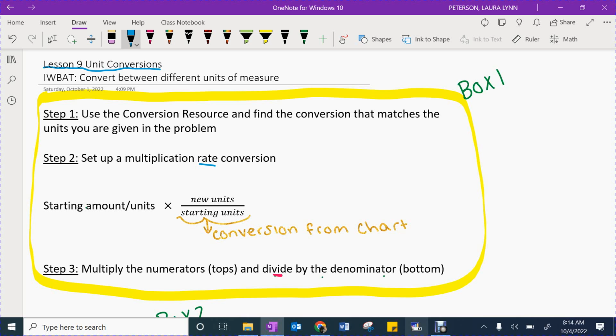Then step 3, we are going to multiply the numerators, so that means the tops. That would be the starting amount and the new units. And then we divide by the denominator. And remember, that's the bottom. What we're doing when we divide by the denominator is we're really just making a unit rate, but with a different unit. So we're going from one set of labels to another set of labels.